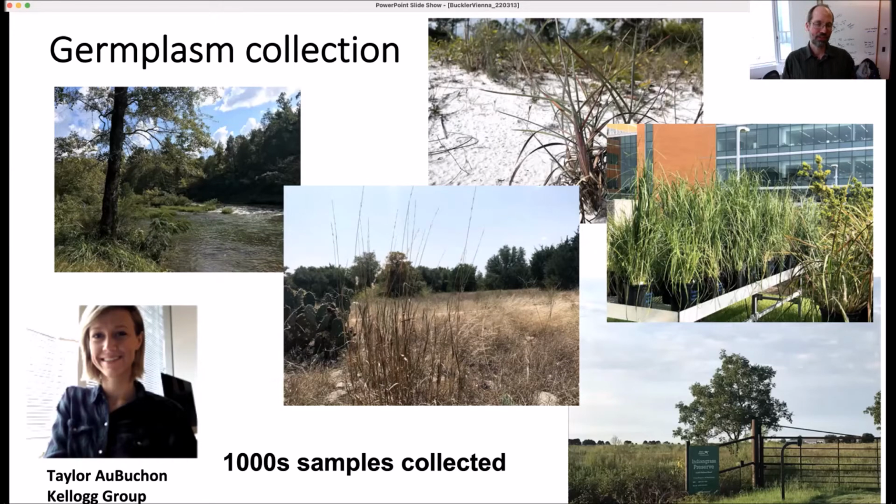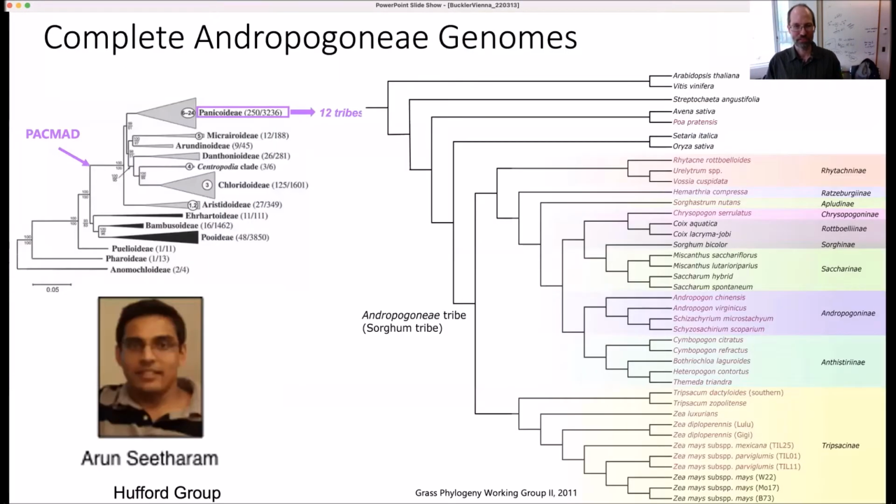But because we have had to use so many herbaria samples, that does mean we don't have expression data and all sorts of other types of data for many of these species. Matt Hufford's group and Arun have essentially gone through and, using long read sequencing technology, been able to assemble a series of 30 different genomes across this tribe. And many of these genomes are as high quality as even the maize genome is today.